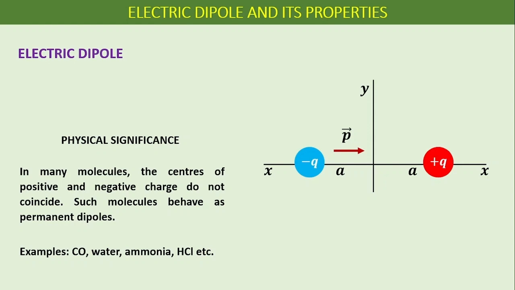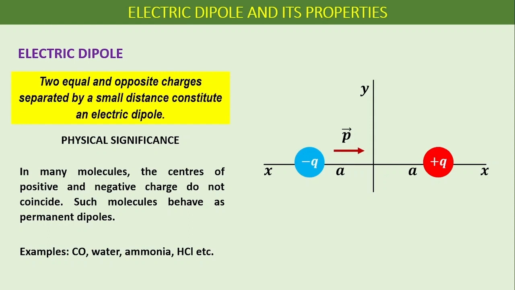Good. Let us learn the definition. Two equal and opposite charges separated by a small distance constitute an electric dipole. Good. Though the name is electric dipole, this definition is a vectorial definition and it is applicable for one charge, two charge, three charge from the origin of a coordinate system. Good. Let us learn in detail about this electric dipole.